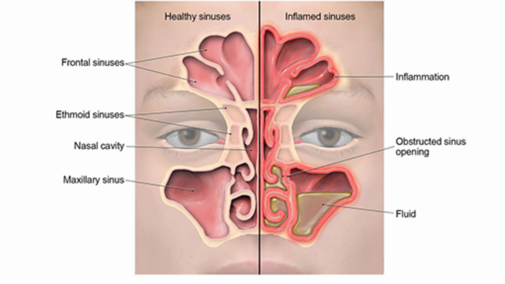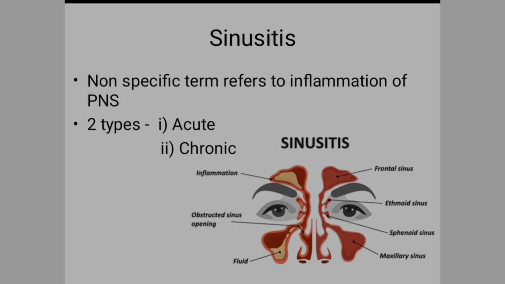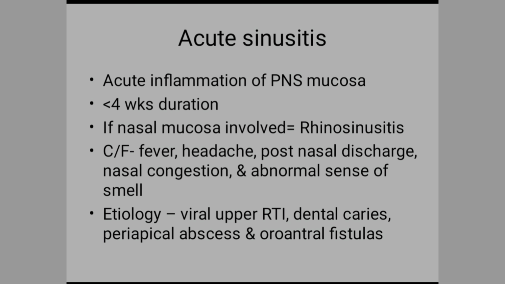When inflammation involves the nasal and sinus mucosa, we refer to it as rhinosinusitis. Sinusitis is clinically grouped into 2 types: 1. Acute sinusitis. 2. Chronic sinusitis. So let's look at acute sinusitis.